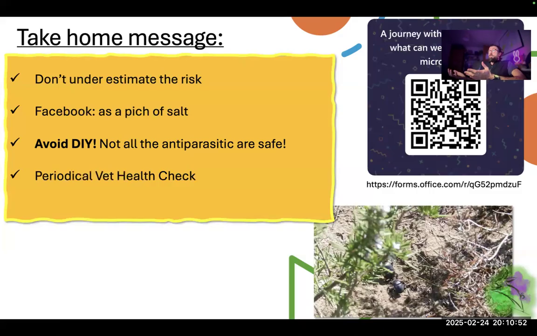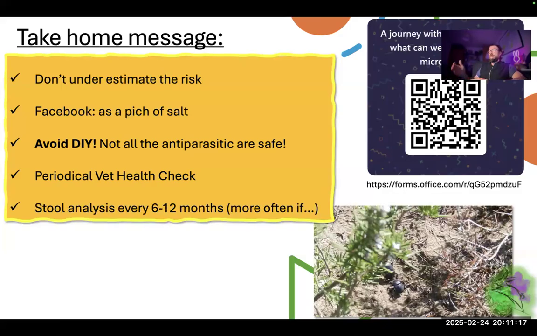And this can be prevented, for example, with periodical vet health checks. As I said, you can also do a lot at home for them, in the sense that you can check the fur, see if you can see anything that is moving, but because a lot of the parasites are so tiny that you cannot see them, a check every 6 months or once a year is still strongly advised. At the same time, you can also do the fecal analysis, the stool analysis, every 6 or 12 months, more often if needed.